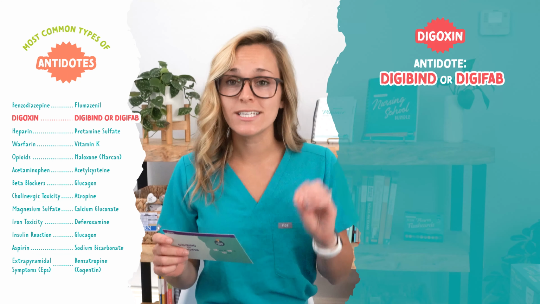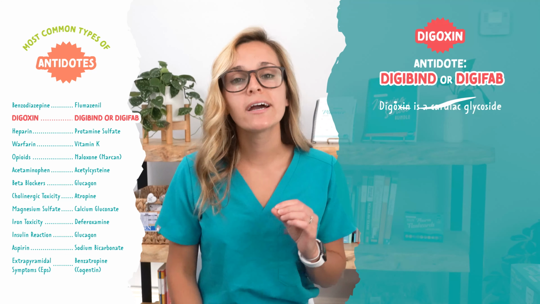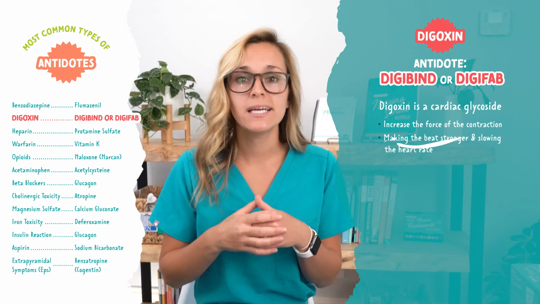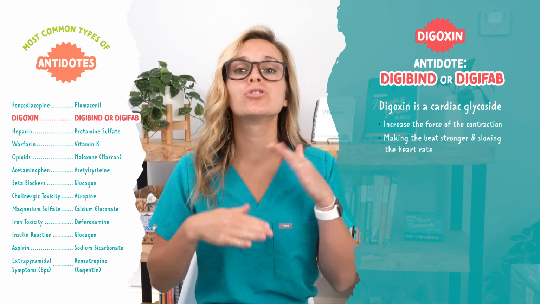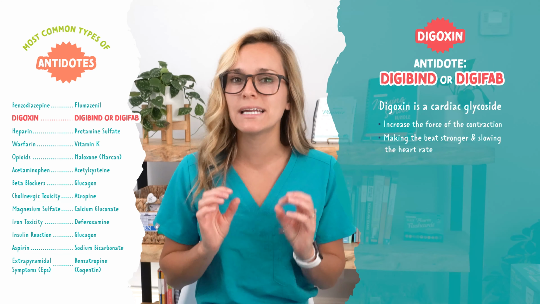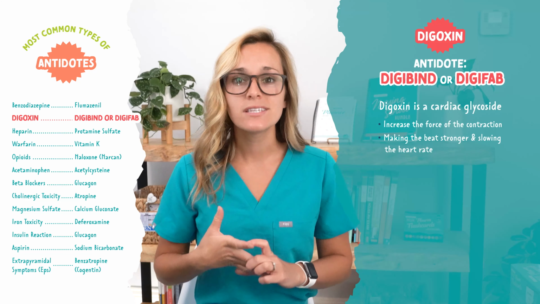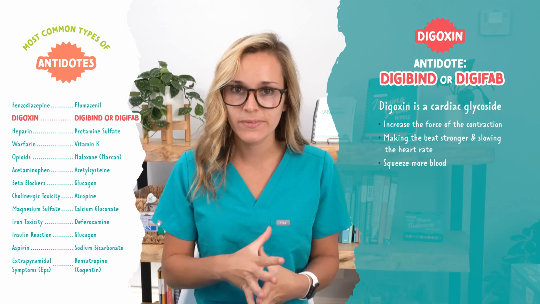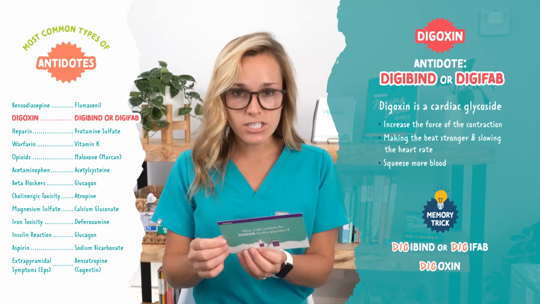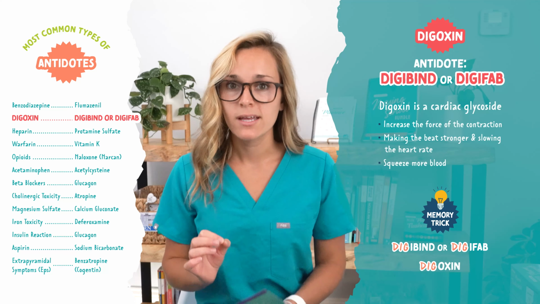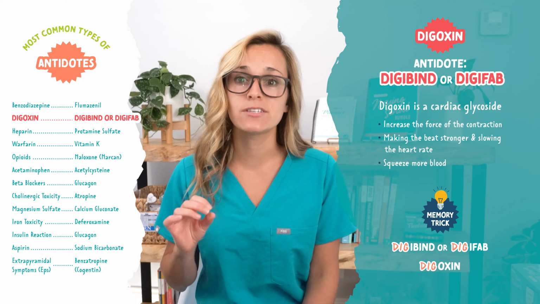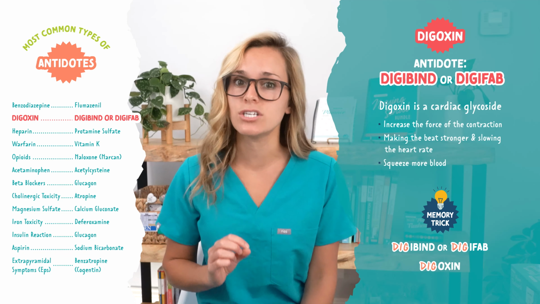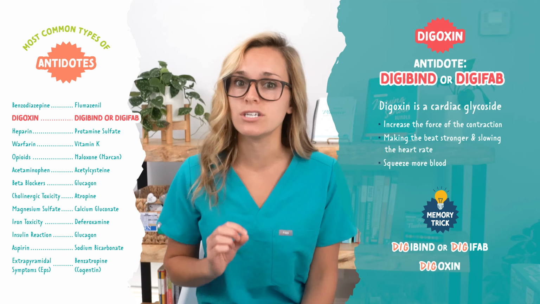Next is the medication digoxin. This is a cardiac glycoside, meaning it increases the force of the contraction, making the beat stronger but slowing the heart rate. So it's not quite an antihypertensive. This allows the heart to be able to squeeze more blood out during contractions. The antidote for this is digibind or digifab. It practically tells you in the name it's for digoxin because it has that dig in the word, like digibind and digifab.